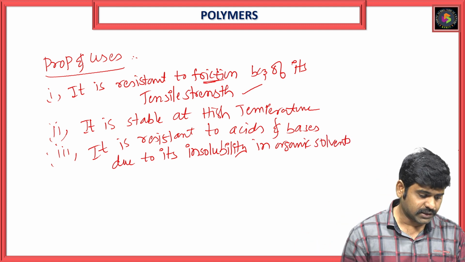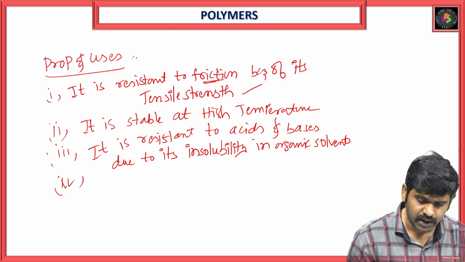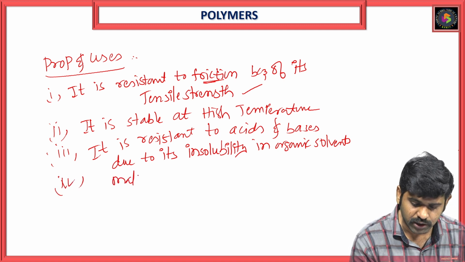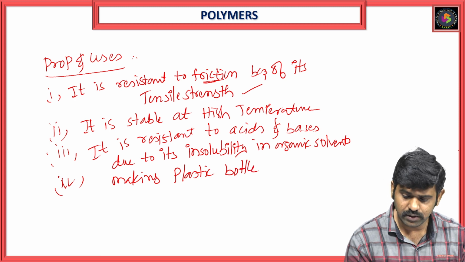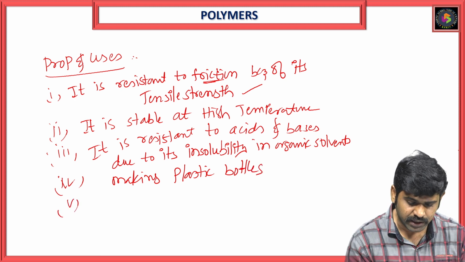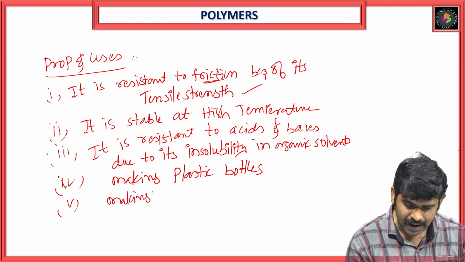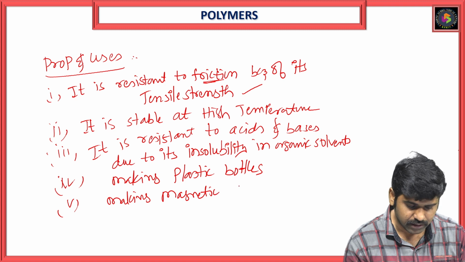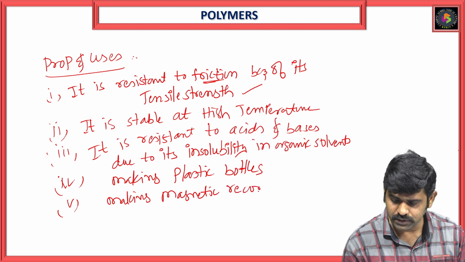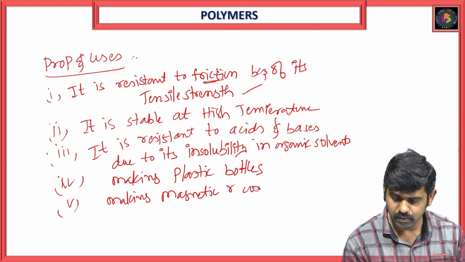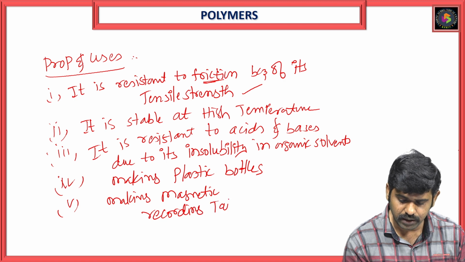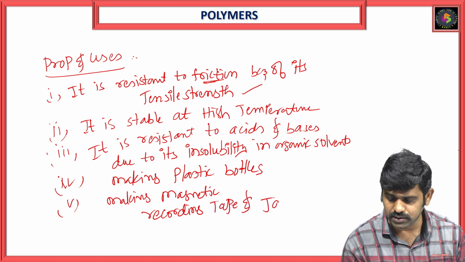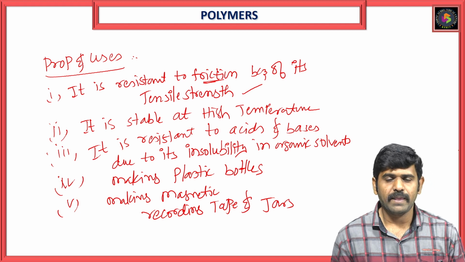Next, it is mainly used for making plastic bottles, and it is also used for making magnetic recording tape, and also jars. Right? So this is about terylene.